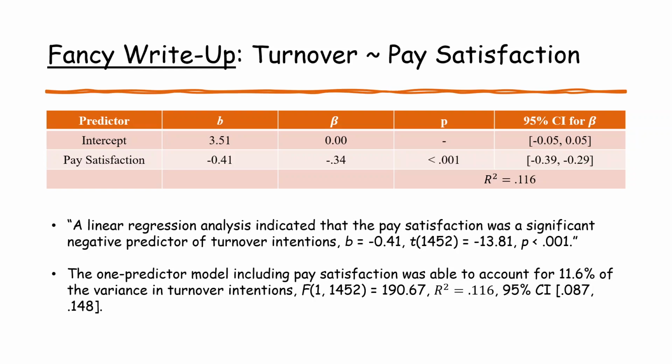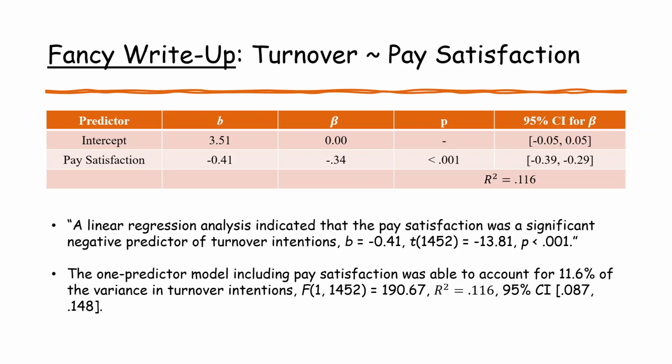Because it's a t statistic, we only have the one estimate of the degrees of freedom, right? When we talk about the F statistic later, that's when you have 2 different degrees of freedom to report. But again, it just says a linear regression analysis indicated that pay satisfaction was a significant negative predictor of turnover intentions, and then the slope, the t statistic, and then the p-value.